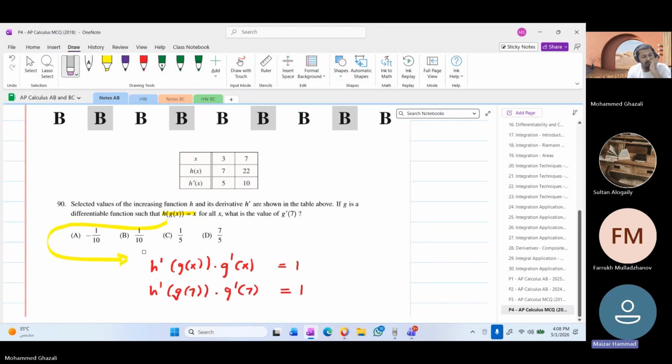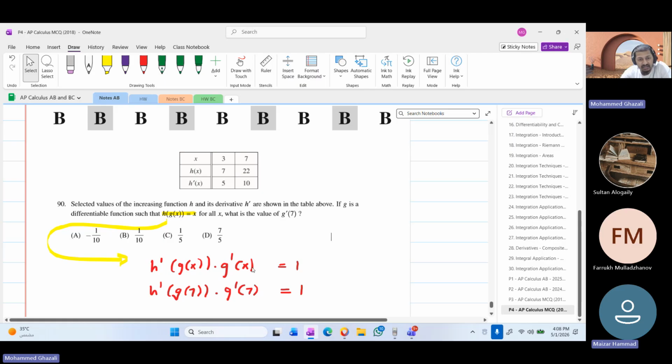So we do h prime of g of x times g prime of x. Then if we rearrange this for g prime of 7, it will be 1 over h prime of g of 7. Right? You know what I think? No, I think rearrange this. Listen, it's solvable, mister. I solved it. And then you would get 1 over h prime of g of 7.